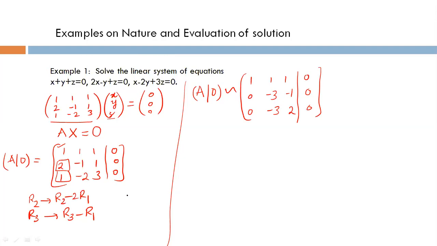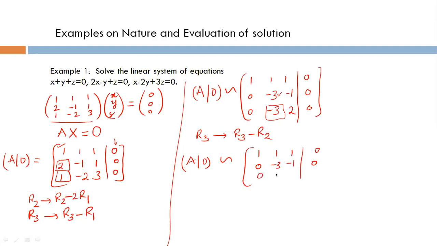Now we do not bother about this extra column because all entries are 0. So if we use the row elementary operation in the matrix A, there will be no change in the null vector 0, 0, 0. Now for row echelon form, we have to make this entry also 0. So with the help of this leading entry A22, R3 is replaced by R3 minus R2. It is 1, 1, 1, 0, minus 3, minus 1, 0, 0, 3, 0.